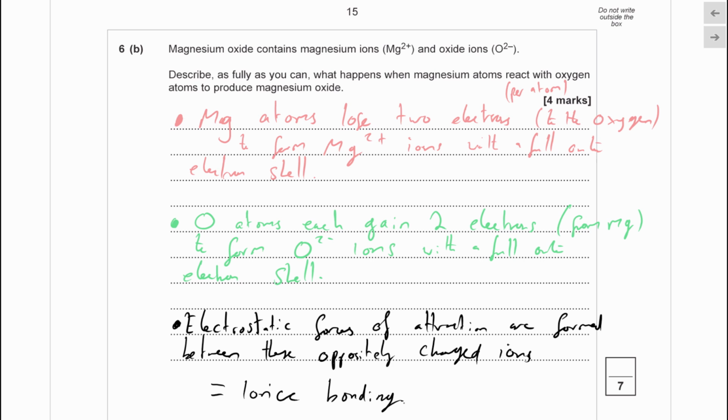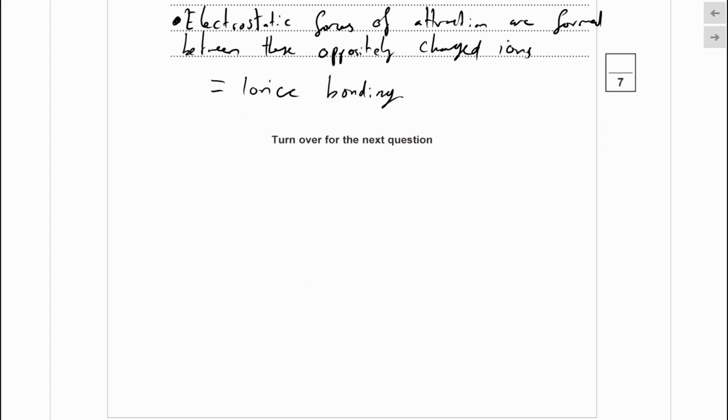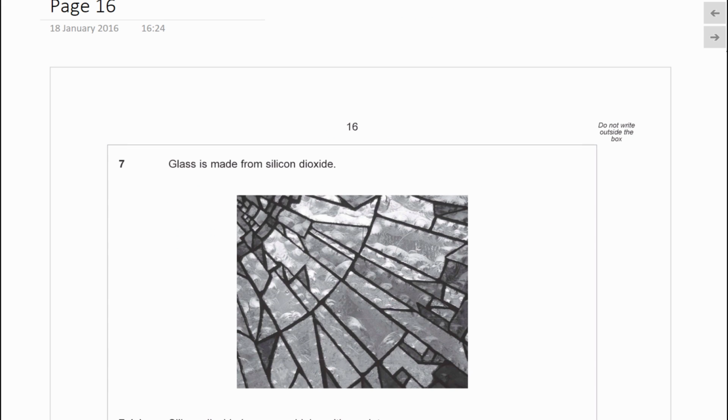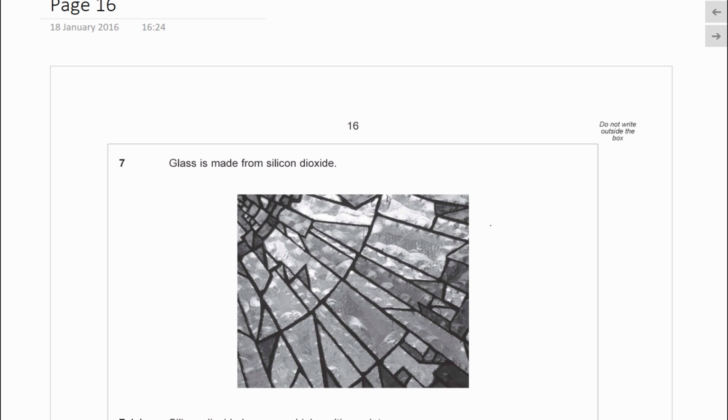That is more than enough for our 4 marks, because we've got the points about the losing and gaining electrons. We've said that 2 per atom on both, and we've also said that they form a full outer shell, and we've mentioned the ionic bonds, which is perfectly fine as well. So that is 6b. Let's move on to question 7.